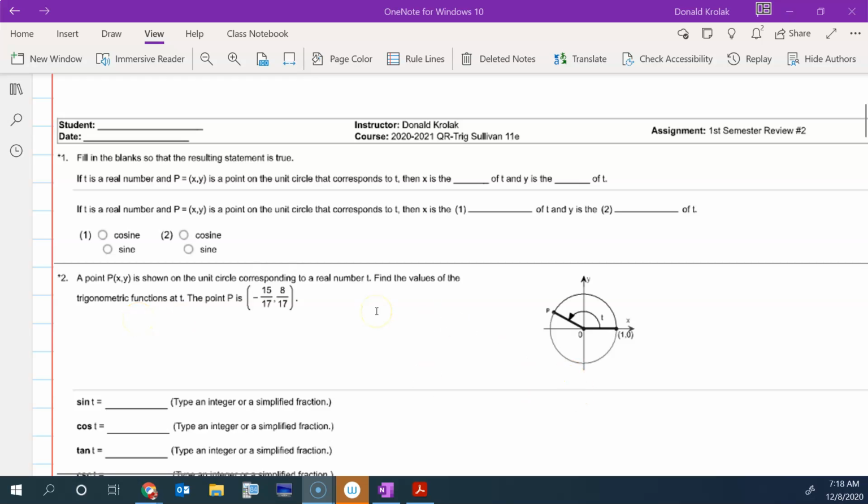Alrighty. So first one says fill in the blanks so that the resultant statement is true. If t is a real number and P equals (x, y) is a point on the unit circle that corresponds to t, then x equals the blank of t and y equals the blank of t.